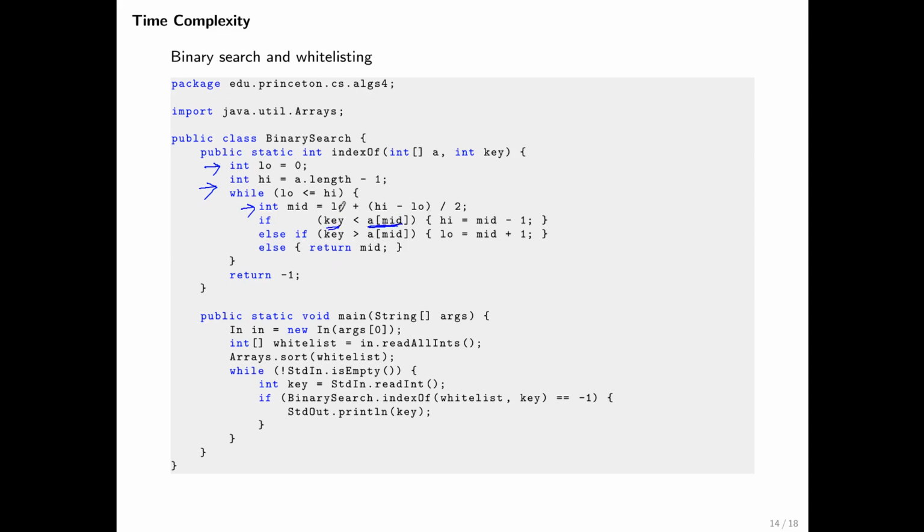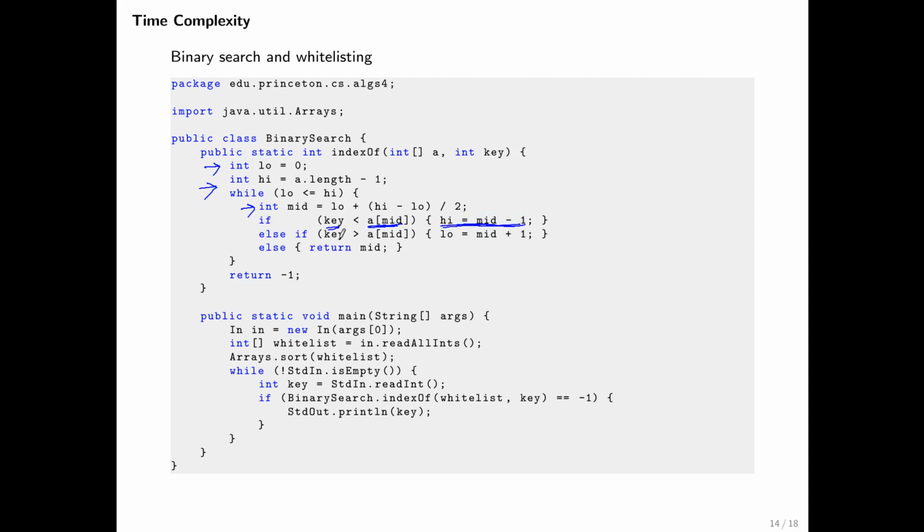If the given key is smaller, then you know that you cannot find this key in the right half. So in that case you adjust the high pointer and make it mid minus 1. Now you continue doing a binary search on the left half. So that's what this means.